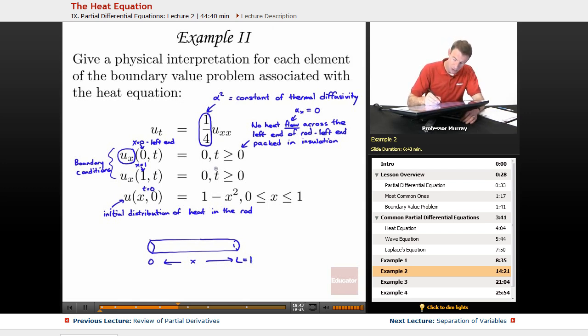And since it's equal to 0, that means there's no heat flow across the right end of the rod. So that right end must also be packed in insulation.